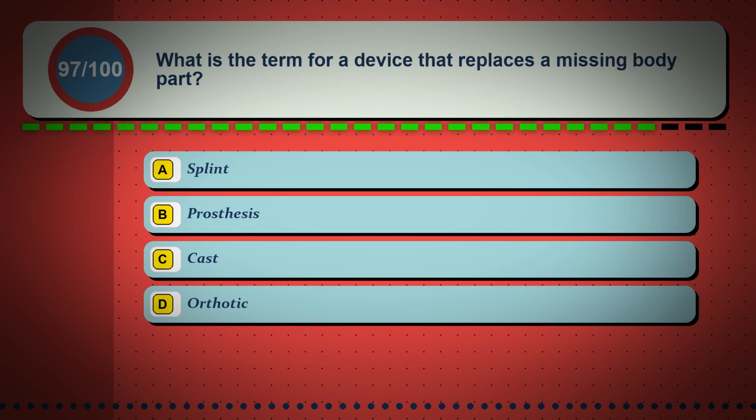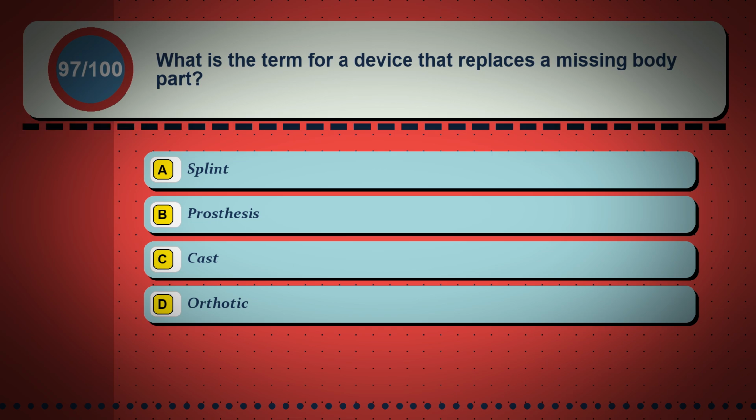Question 97. What is the term for a device that replaces a missing body part? Option A, a splint. Option B, prosthesis. Option C, cast. Option D, orthotic.